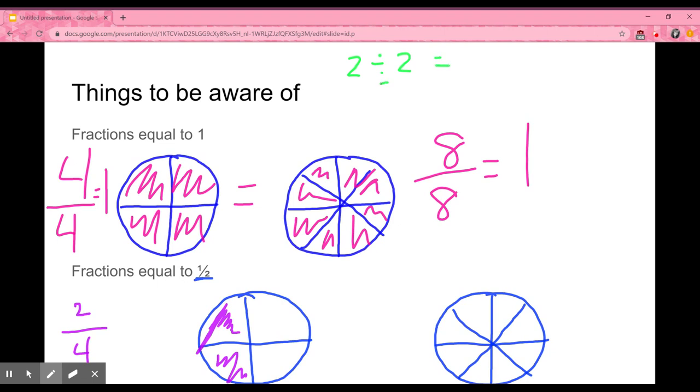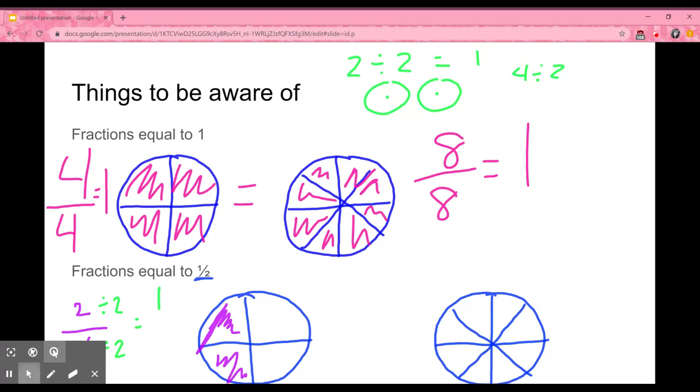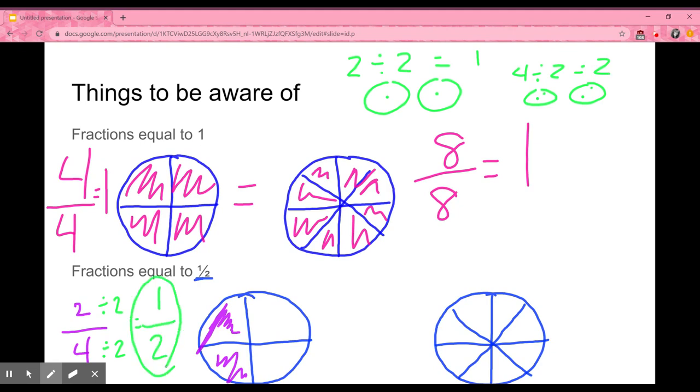That means I have 2 groups, and I'm going to count up to 2. 1, 2. How many are in each group? 1. So 2 divided by 2 equals 1. Now I want to do 4 divided by 2. I have 2 groups. I'm going to count up to 4. 1, 2, 3, 4. So 4 divided by 2 equals 2. Look at that. I made the fraction 1/2.